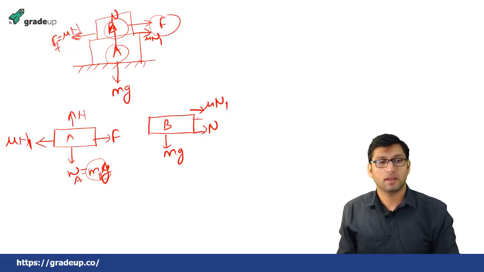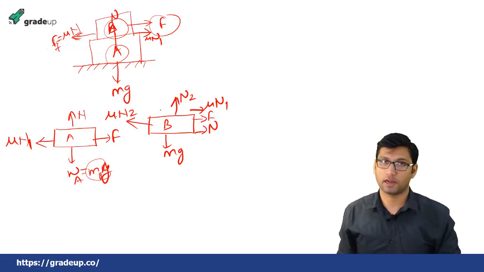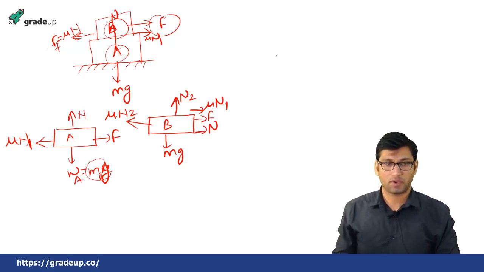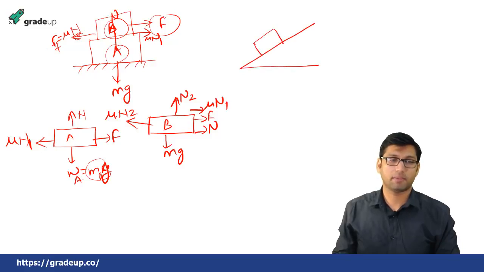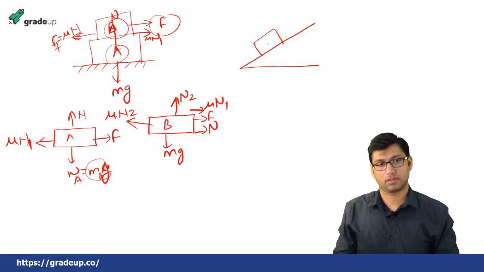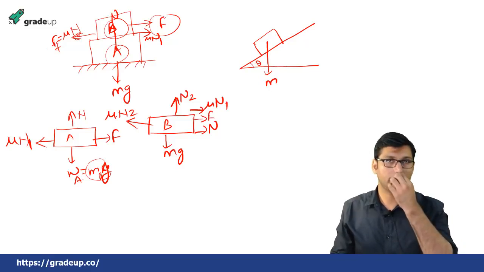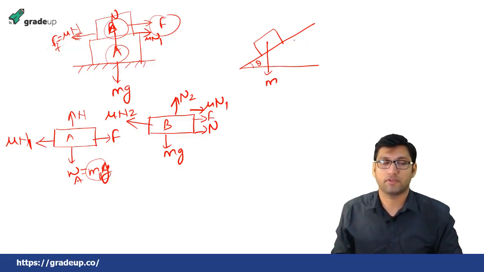Now if this block B is also moving with force F, there will be a friction force which will be equal to mu into N2, where N2 is the normal reaction of this block B, okay. So this is how we are going to draw the free body diagram of a given body. Now again, if there is an inclined support and the body is kept on an inclined surface like this, okay. Now this body has a mass m, and the inclined surface is making an angle theta with this surface.